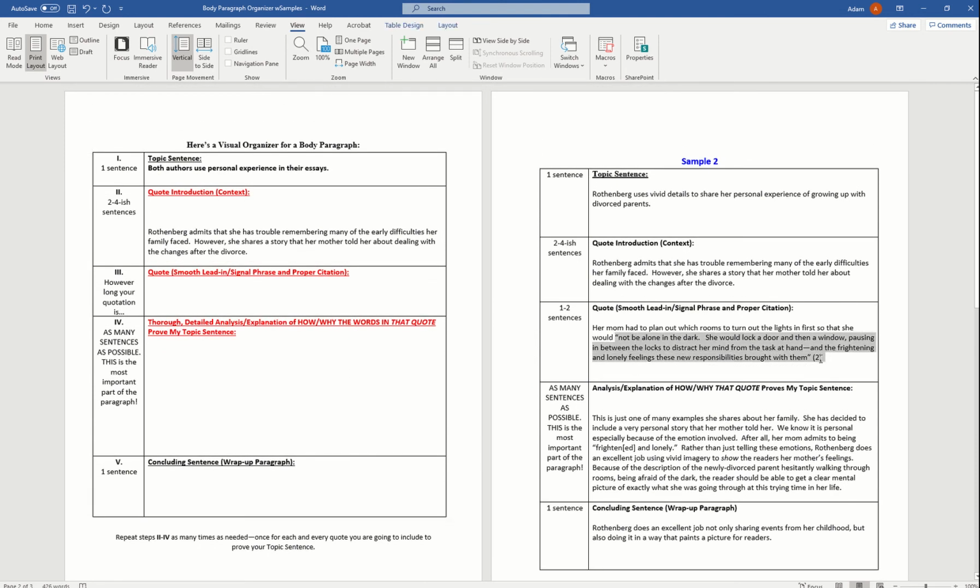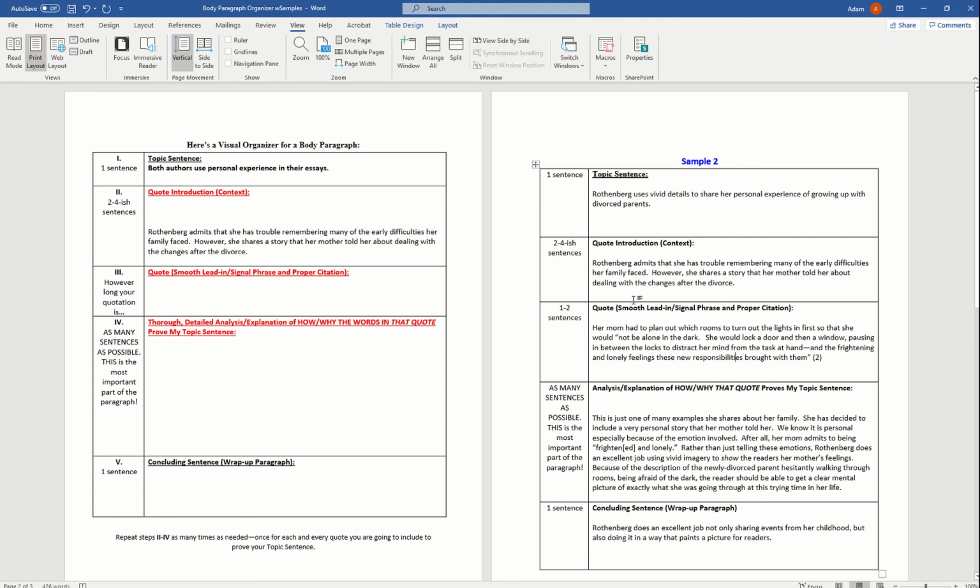And this would have been in my outline. It's the quote about the mom walking around the room: "Not to be alone in the dark, she would lock a door and then a window, pausing between the locks to distract." Imagine if I just came up to you and said that. You'd say, what are you talking about? Who's locking these doors? What's going on? You're crazy. That's how it is if you just drop the quote.